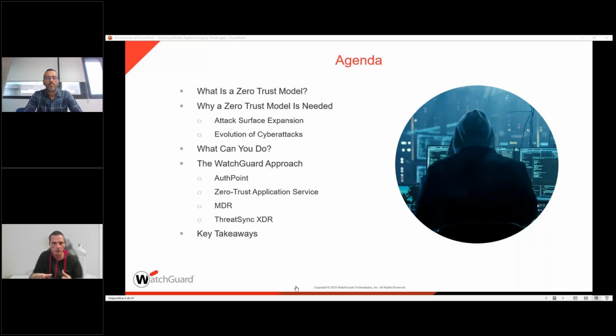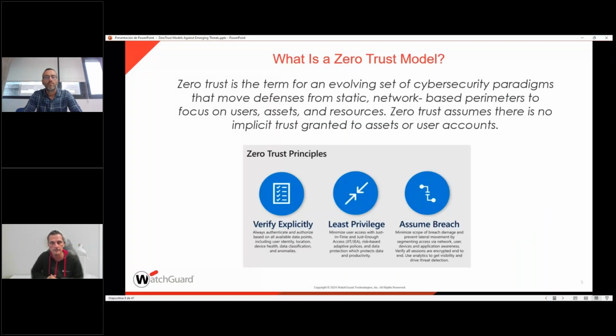So the idea for the webinar is precisely that: identifying those challenges, but more importantly, identifying what options we have to improve security overall. So moving to the next slide, please, Manu.